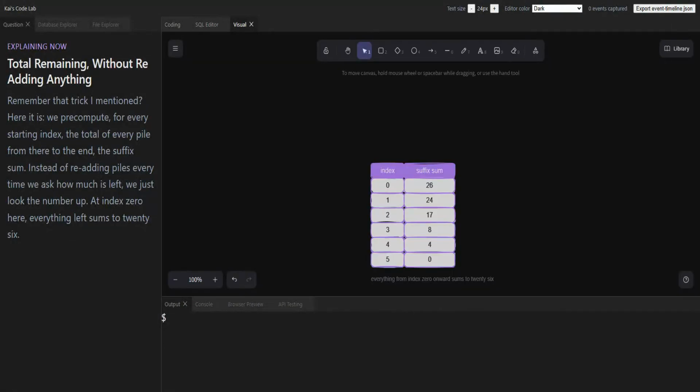Remember that trick I mentioned? Here it is, we pre-compute for every starting index the total of every pile from there to the end, the suffix sum. Instead of re-adding piles every time we ask how much is left, we just look the number up. At index 0 here, everything left sums to 26.